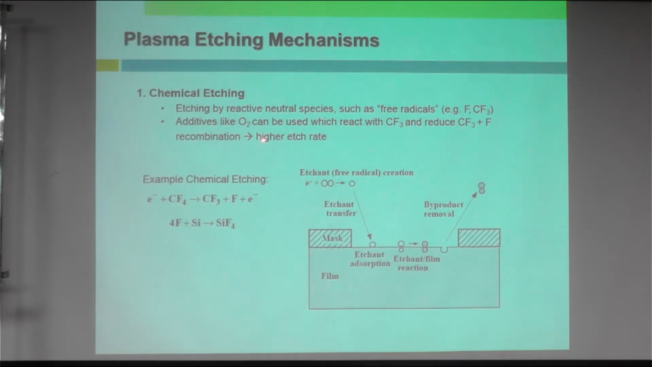Both physical and chemical etching processes happen. This case is about chemical etching. So this is the equation of the process in terms of chemical etching.